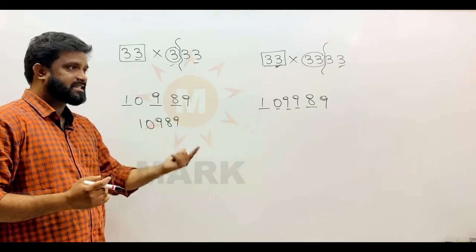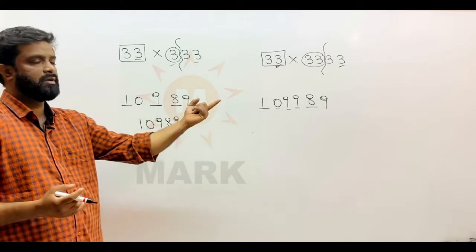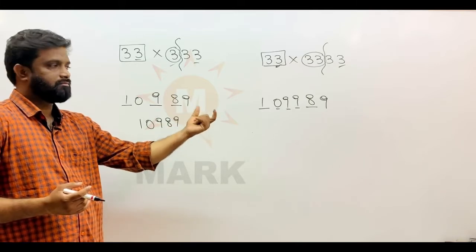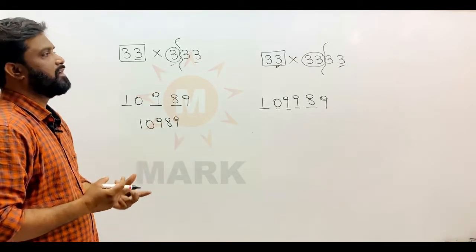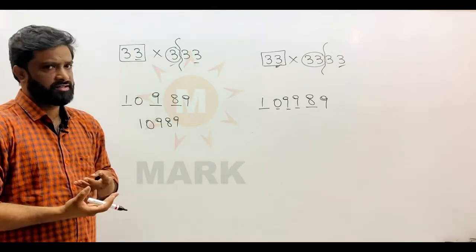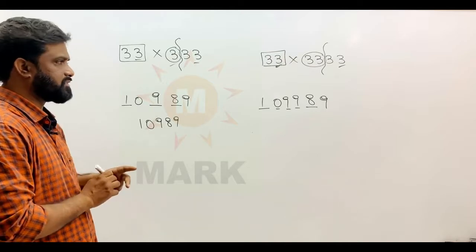Whatever the extra number of digits you got, that many 9s will come in the middle. So in between, we have to insert that many 9s. Okay, the same thing goes for 6 also. We will see 2 examples based on that.